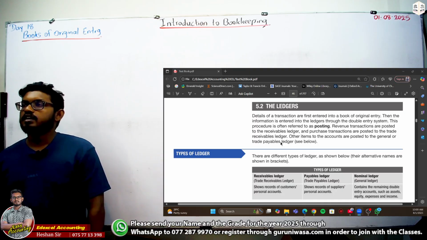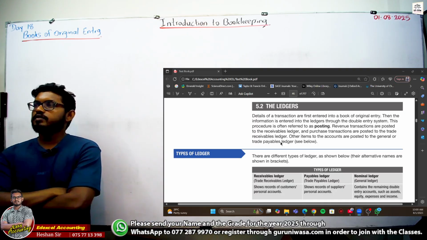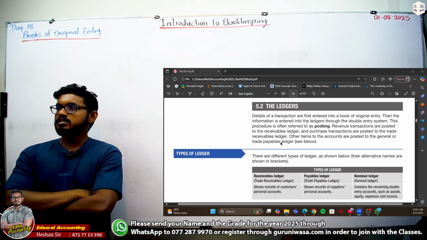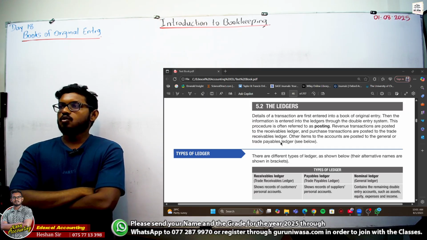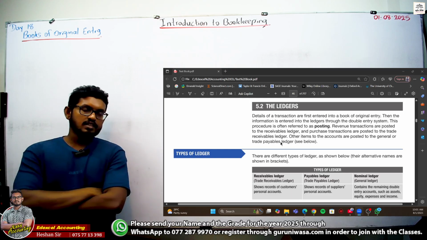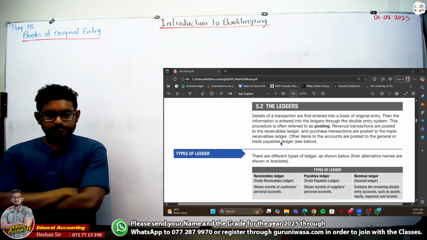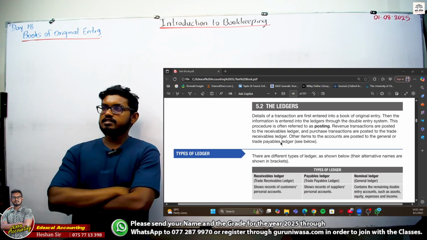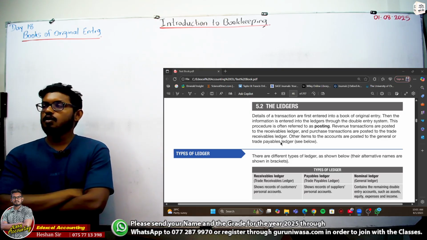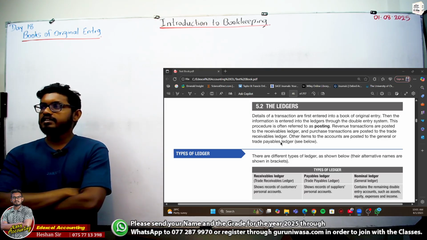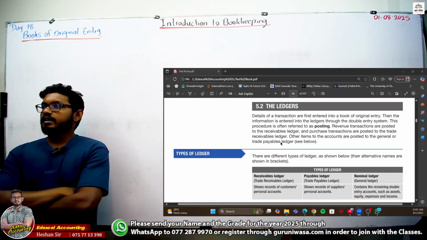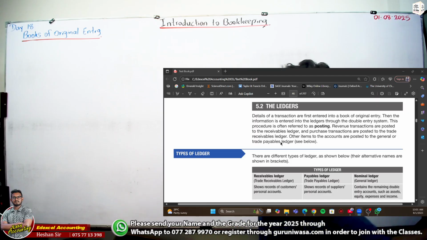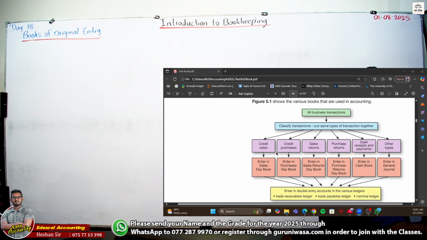See below, types of ledger. There are different types of ledger as shown below. The alternative names are shown in brackets: receivable ledger, trade receivables ledger. This shows the records of customers' personal accounts. You will learn this in the next step under control accounts. Payables ledger, trade payables ledger, shows records of suppliers' personal accounts. Nominal ledger or the general ledger contains the remaining double entry accounts such as assets, equity, and expense accounts, right? So I have done up to here as I can remember, right?